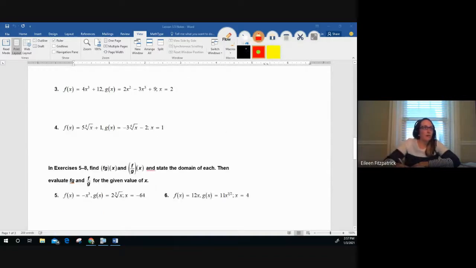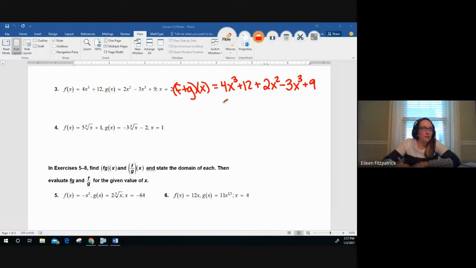So starting by adding the two functions together first. So f plus g of x. Take the f of x function, 4x cubed plus 12, and you add to it the g of x function, 2x squared minus 3x cubed plus 9. Combine like terms. So you have 4 minus 3 is a 1x cubed.